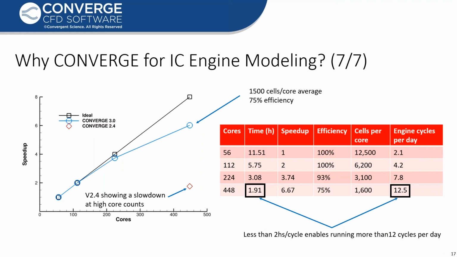If you run the same case on 448 cores, you can actually get about 12 engine cycles per day. So now this is actually huge in terms of engine simulations, and using engine simulations to do predictive modeling and then design. Because what this says is, if you have access to 448 cores, and you run one of your engine cases, before it took like 11 and a half hours, now it takes less than 2 hours.